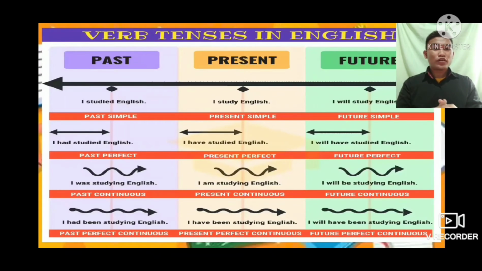Examples of verb tenses in English. I studied English, past simple. I study English, present simple. I will study English, future simple.